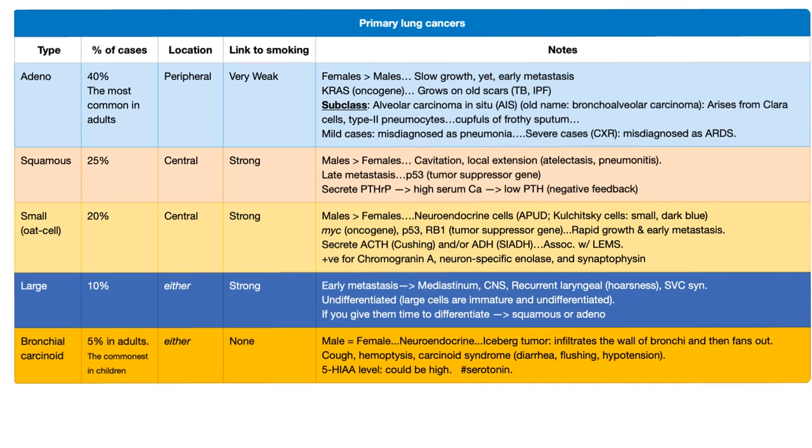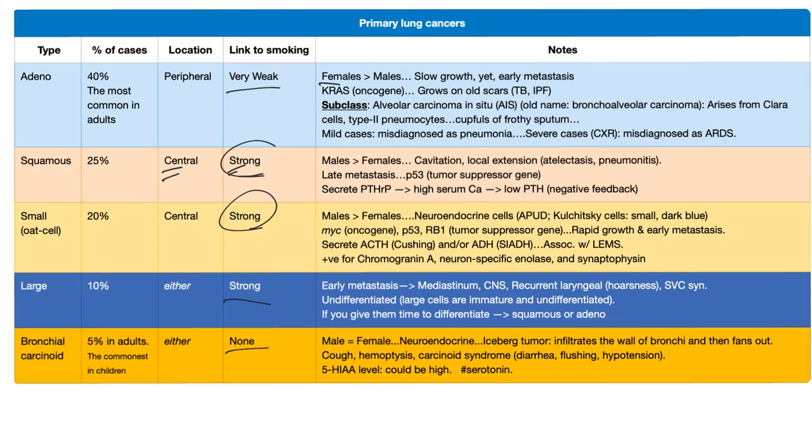Okay, location of adeno, peripheral. Squamous is central. Small is central. So squamous, central. Small, central. Large could be either one. Bronchial carcinoid could be either one. Link to smoking is very weak for adeno. Link to smoking, strong. Again, small and squamous, central, and they are related to smoking. Large is also related to smoking, and bronchial is not related to smoking.